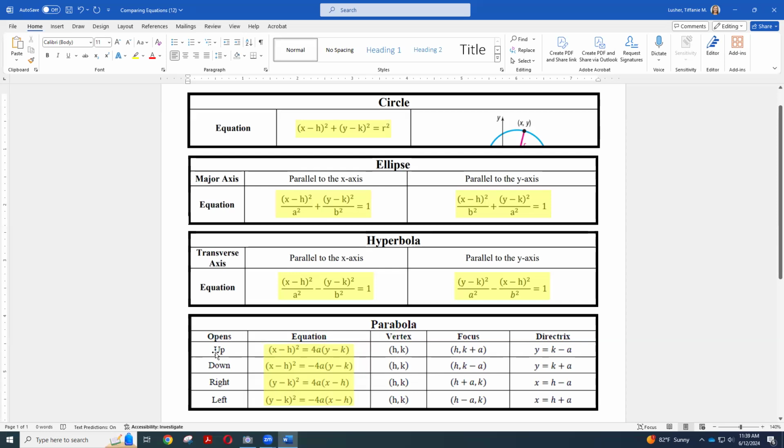Now parabolas can open up, down, left, and right. So we'll go over how to decipher these formulas. But that's the big difference that I want you to see, that parabola is different because it has one squared term, while circle, ellipse, and hyperbola have x and y squared.